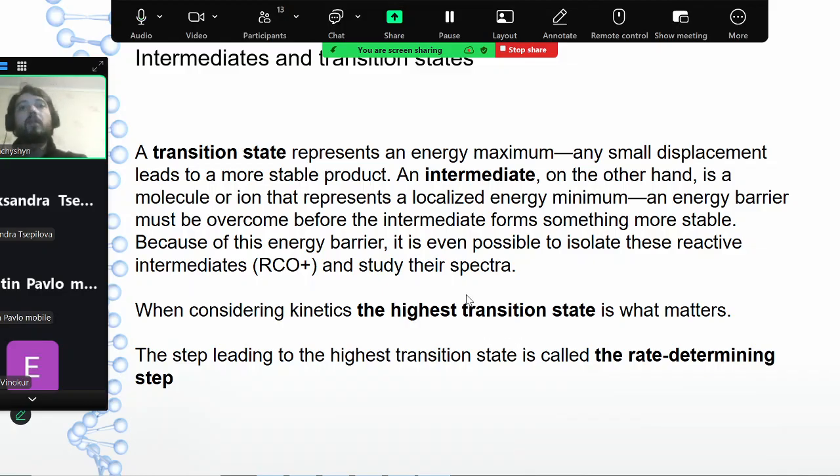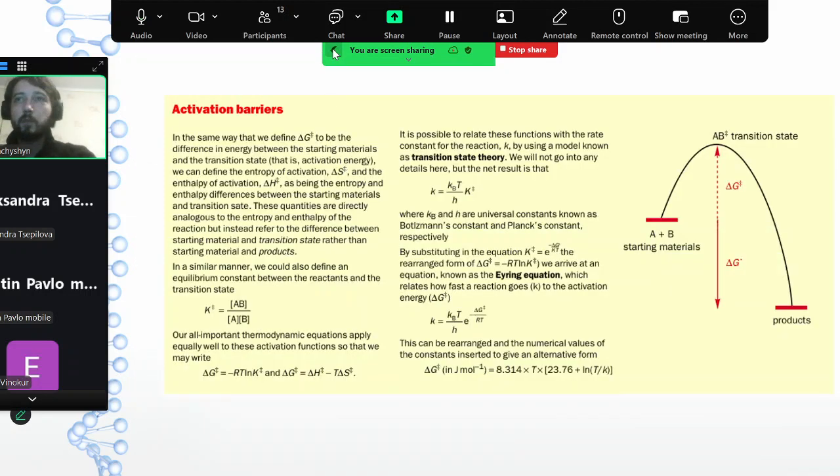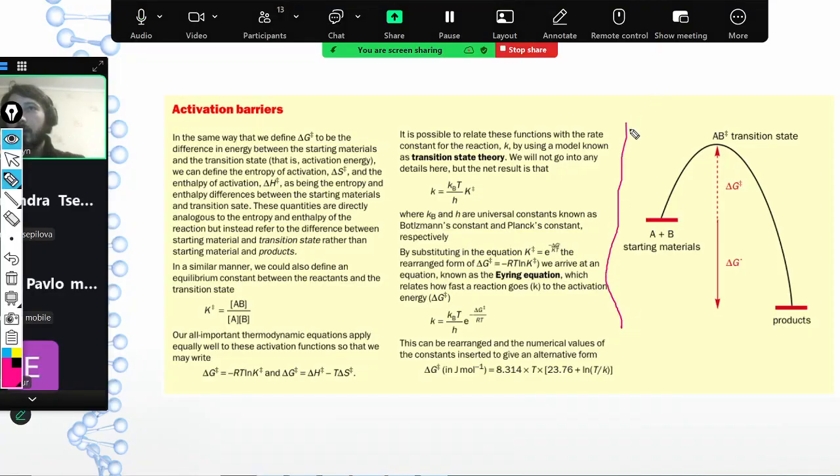And the step leading to the highest transition state is called the rate determining step. Okay. Here is an example, so let's disregard all these texts. Here is an interesting image. It shows you, here is basically energy, so this is Gibbs free energy G. This is the so-called reaction coordinate. We'll get to that in a moment.